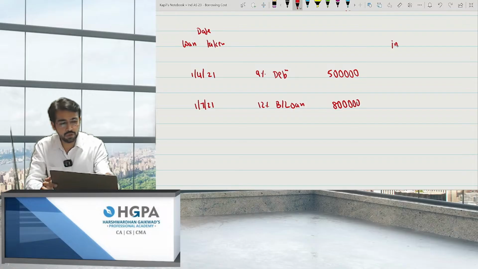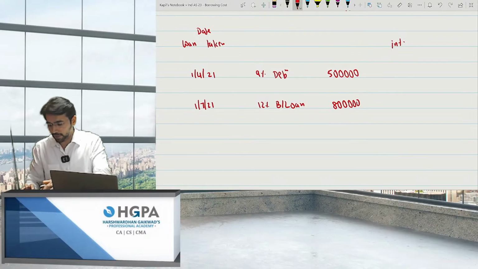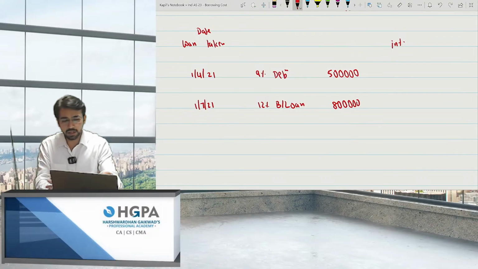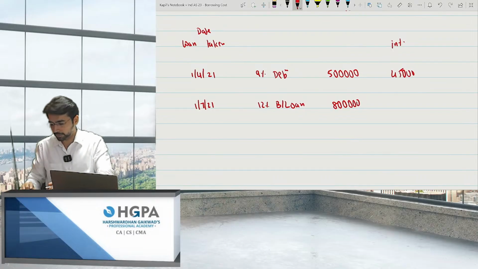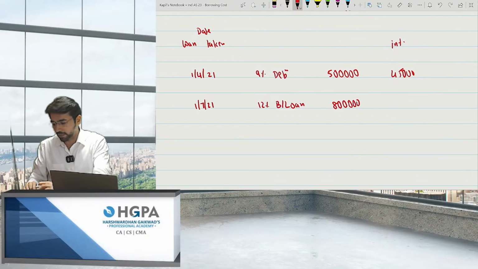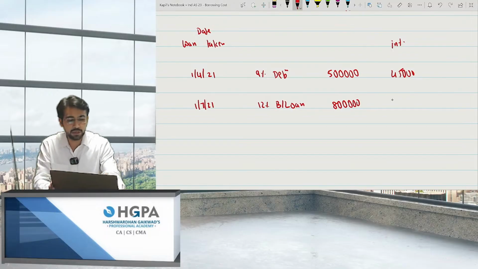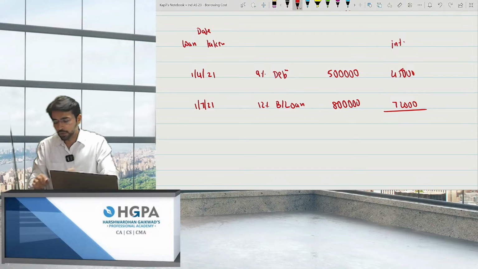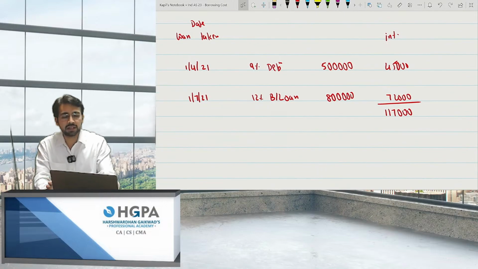So what is the interest you will pay? Obviously, on 5 lakh, it will be 9%, but for the entire year, so it comes to 45,000. Right? And on this 8 lakh, you will pay 12%, but not for the entire year, you will pay only for 9 months, right? So into 9 by 12, it comes to 72,000. So what is the total interest you are paying? You are paying 1,17,000, right? So you will not say 1,17,000 divided by 13 lakh.